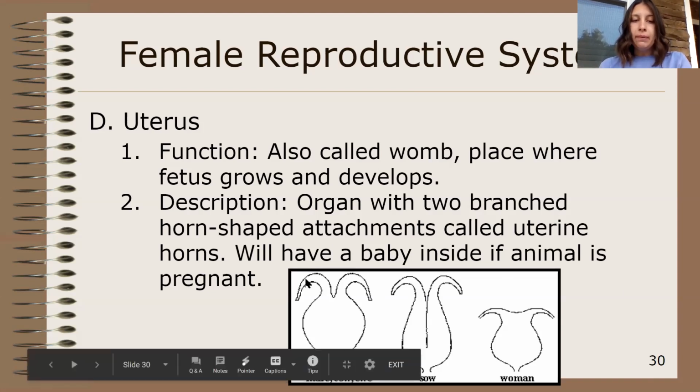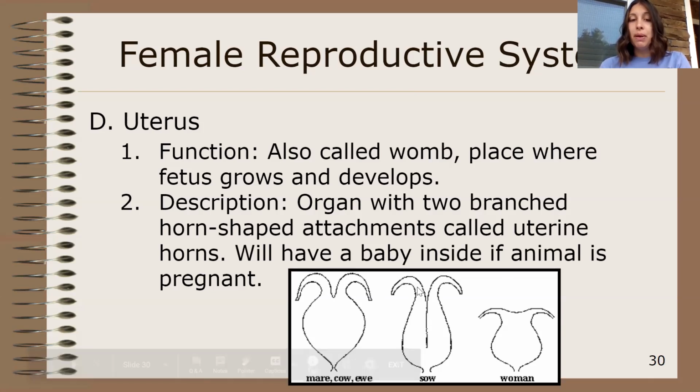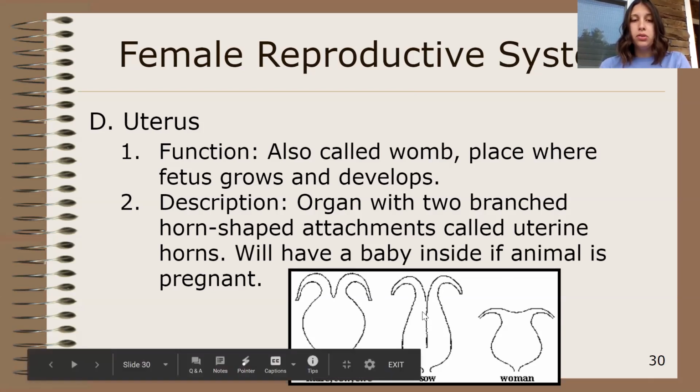So this one right here, this is what the uterus looks like in a horse or a cow or a sheep. In a pig, this is what the uterus looks like. It's basically all uterine horns. And then this is what it looks like in a human woman. The uterus serves the same function in all of these animals, but it looks a little bit different.